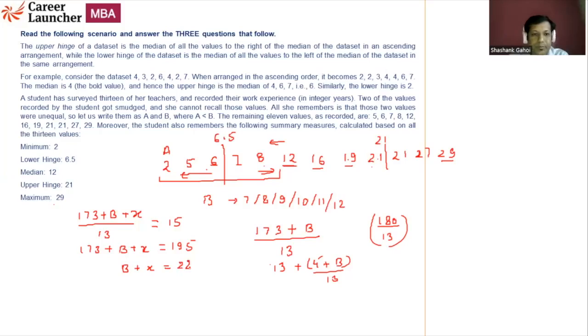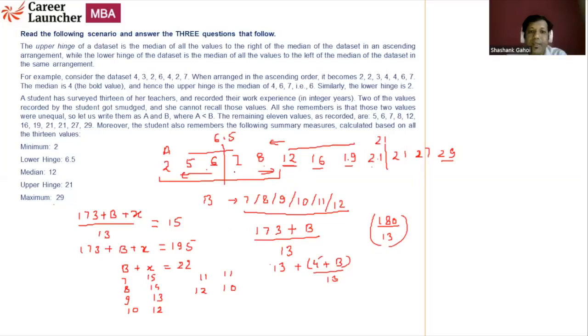22. Okay. So I know that B can take these values. If B is 7, X should be 15. B is 8, X is going to be 14. B is 9, X can be 13. B is 10, X can be 12. B is 11, X can be 11. And B is 12, X can be 10. Now, if you see, one value is repeated. It means X is going to be one of these values.